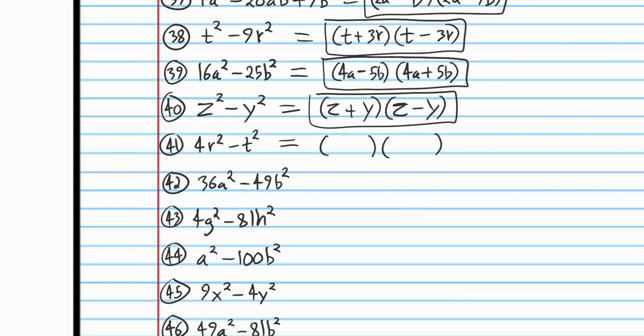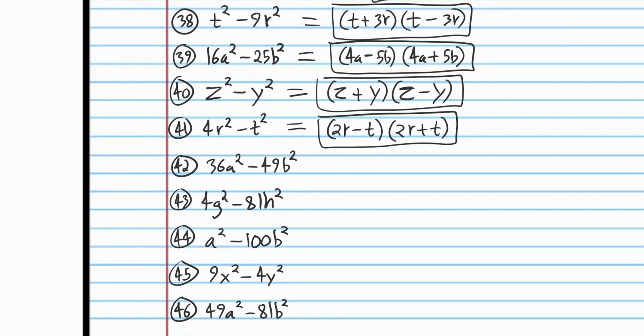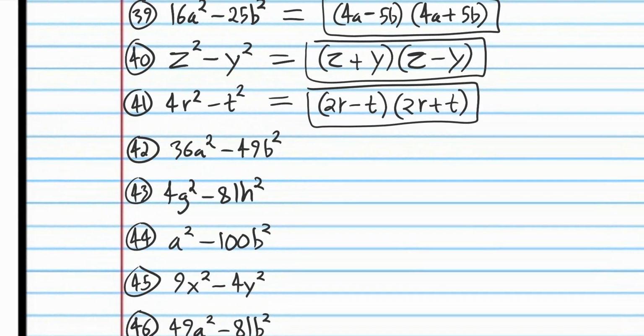So what number times itself equals 4? That would be 2. But we need our r's with those 2's. And then this would just be t, because there's no coefficient, and we need a plus and a minus. So if you got that answer, good job. All right, try number 42, and when you come back, we'll do it together.